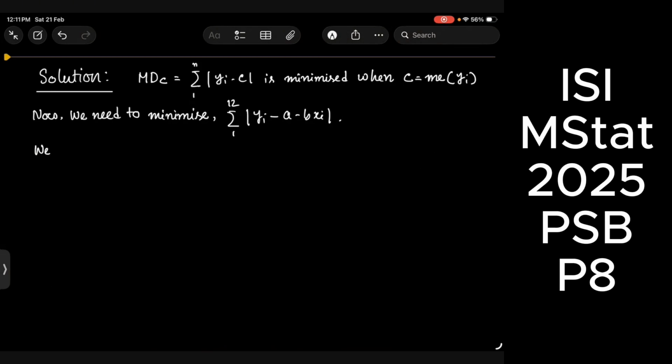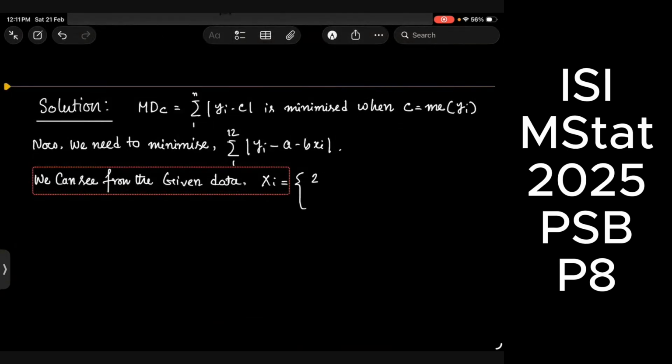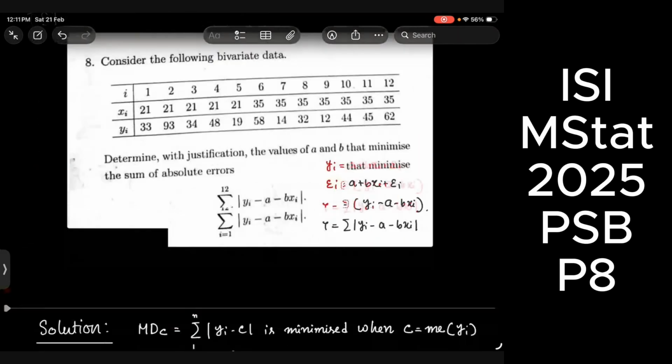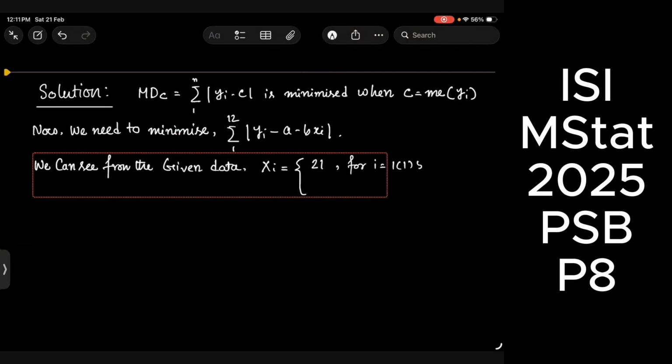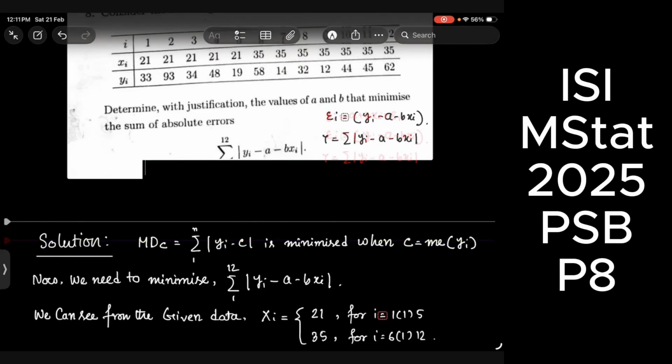Okay, so we can see from the given data that xi is 21 for i equal to 1 to 5 and 35 for i equal to 6 to 12, correct?